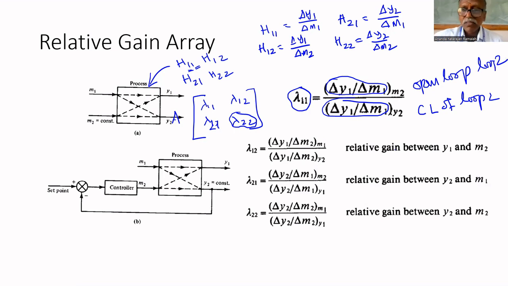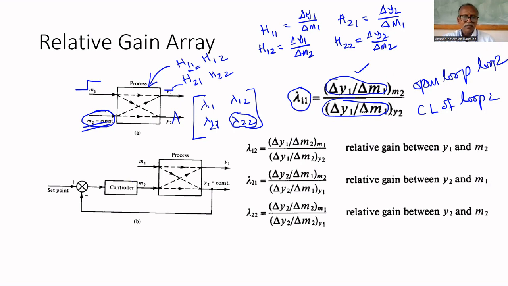If you consider keeping Y2 constant, it means we have to keep the second loop closed, then only we can keep Y2 constant. Otherwise, we cannot keep Y2 constant because M1 will deviate Y2. What is interaction meaning? Here, M2 constant means it is easy. You can keep M2 constant by putting the controller in manual mode. If you put the controller in manual mode, that is open loop, M2 will be constant. You are giving change in M1. For that, what is the change in Y1 you are recording? The ratio between Y1 and M1 is the numerator, by keeping M2 constant. That you can do easily by keeping the second loop open.